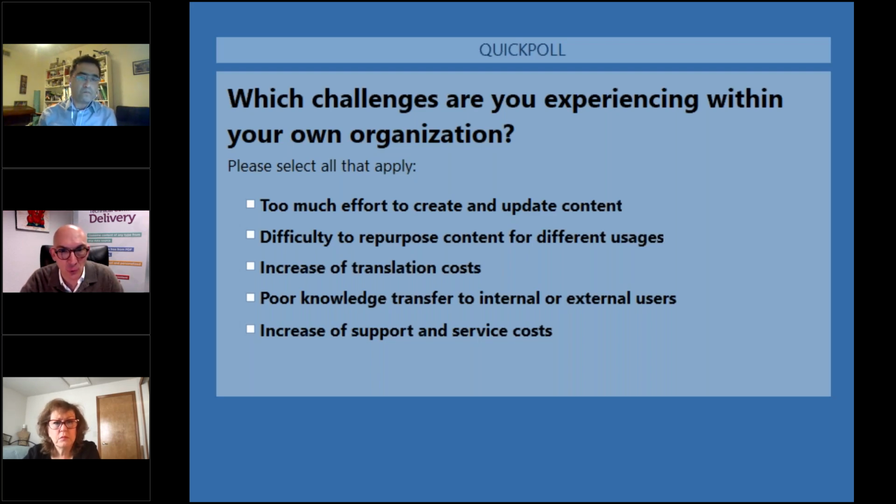So, too much effort to create and update content, which obviously was one of the problems of Swiss-Ski Print, as you described; difficulty to repurpose content for different usage; increase of translation costs; poor knowledge transfer, more downstream; increase of support and service costs. Do those challenges exist in your own org? I'll give you a few seconds to reply.